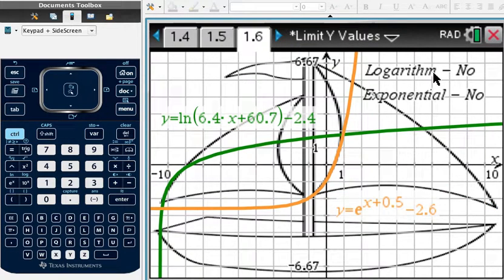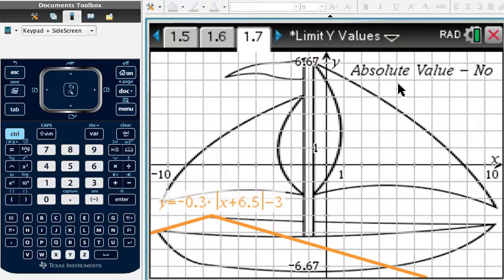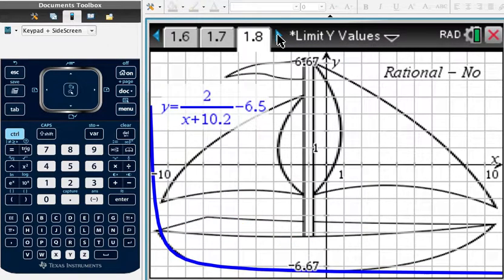Logarithms and exponentials, I would love to be able to limit the y values here and here, but those are no-nos. You cannot limit the y values for logarithms or exponential functions. Absolute value functions, nope, I tried it, and honestly, it's just easier to do linear equations instead of absolute value anyway. But just in case your teacher requires you to do absolute values somewhere, just limit your x values on that. Rational functions are another one that you cannot limit the y values.